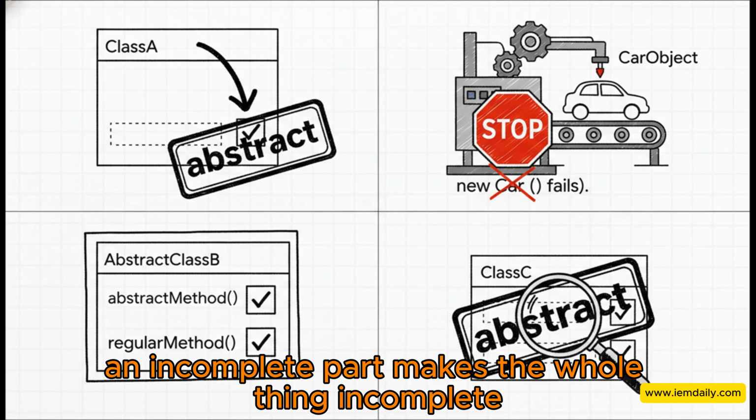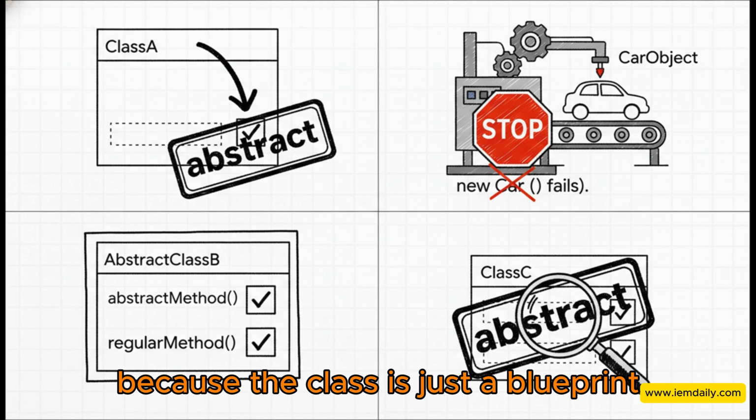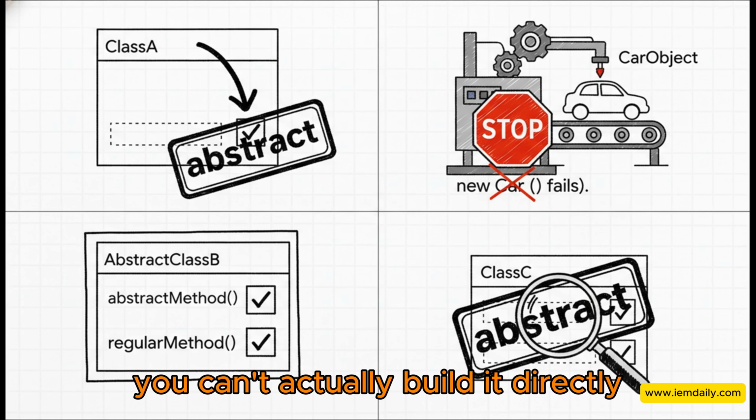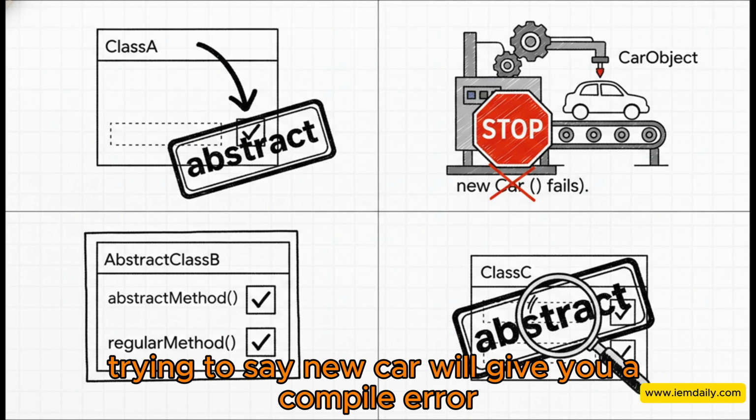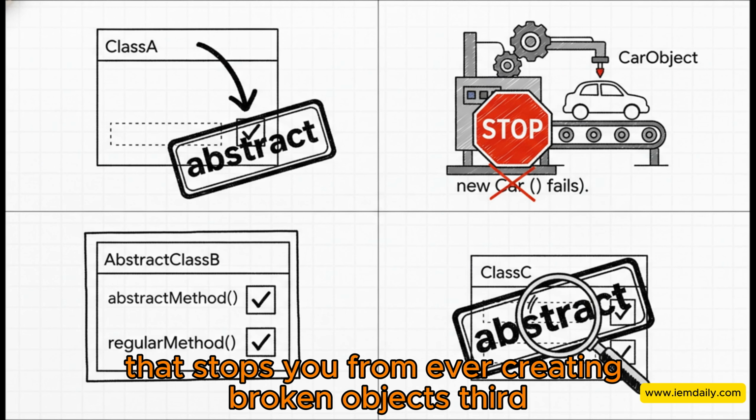An incomplete part makes the whole thing incomplete. Second, and this is so important, because the class is just a blueprint, you can't actually build it directly. Trying to say new car will give you a compile error. And this is great. It's a safety net that stops you from ever creating broken objects.